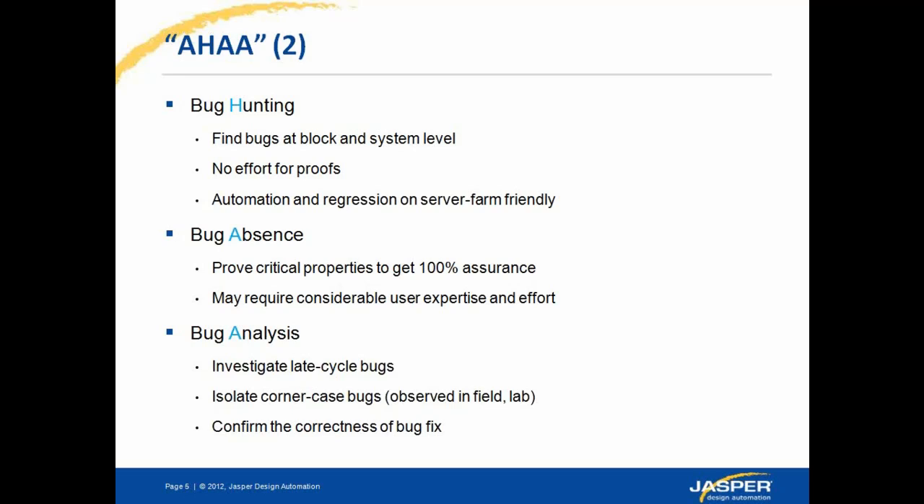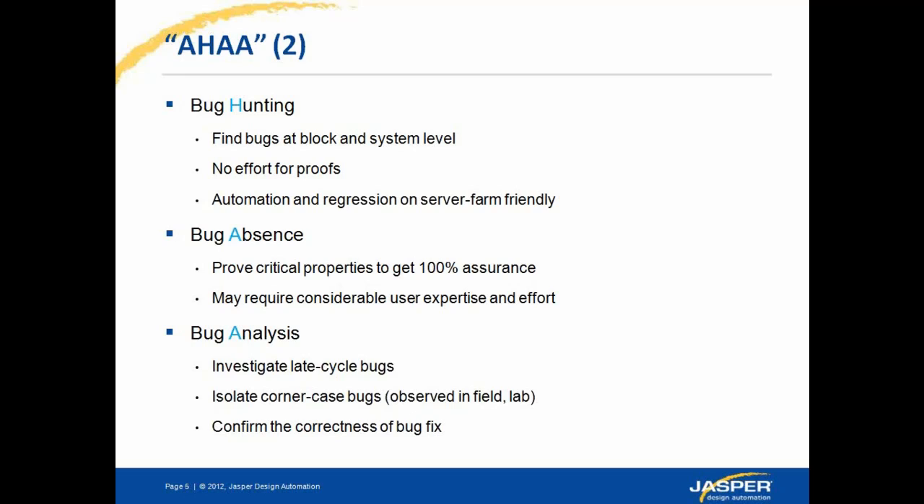The third is about bug absence. Here people with verification or with formal skills are involved because it's about making sure that your design is working as expected, or to be more precise, that a certain functionality or critical functionality in your design needs to be verified 100%. And here, again, this step may require considerable user expertise and also effort.